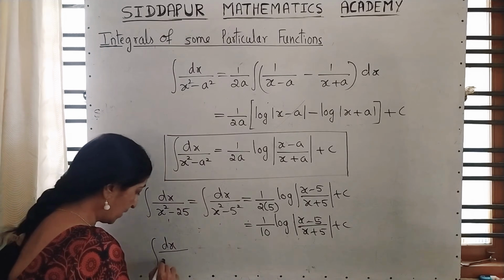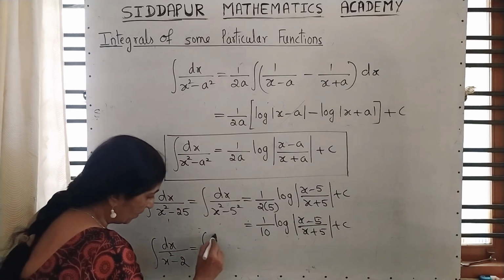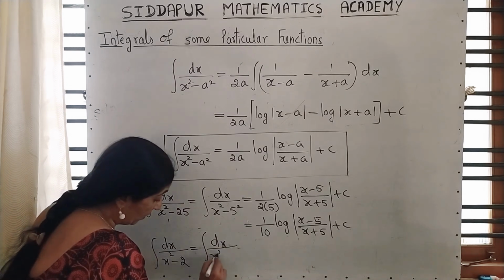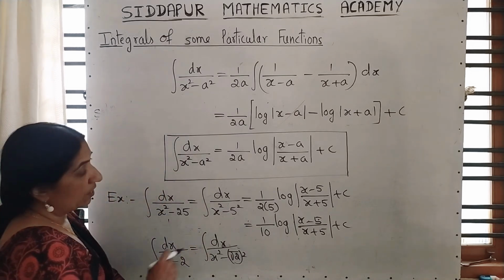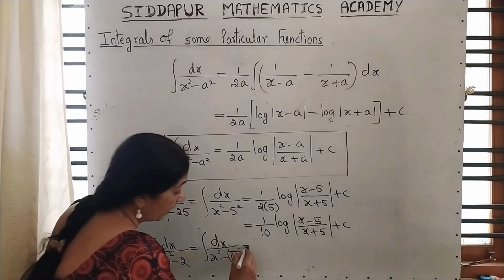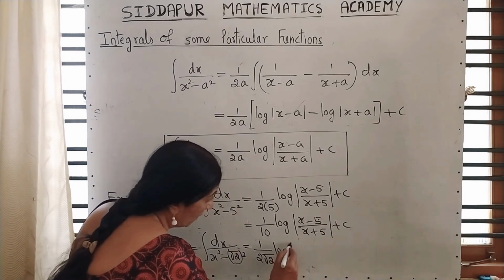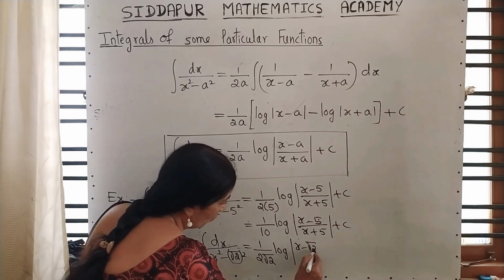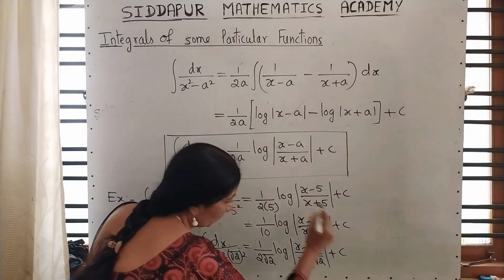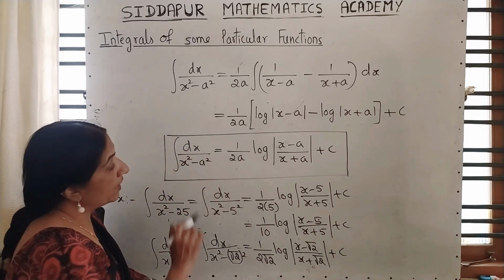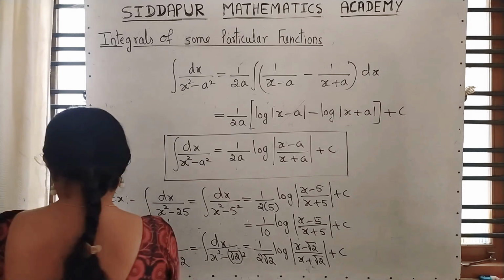One more example, x square minus 2. It will be written as x square minus root 2 square. There is no x term, remember. 2 will be written as root 2 square, correct or not? Now compare with the formula. In place of a we have root 2. It is 1 by 2 root 2 log of x minus root 2 upon x plus root 2 plus c. Understood? And write down this formula in your formula list, whatever you wrote in the first class.